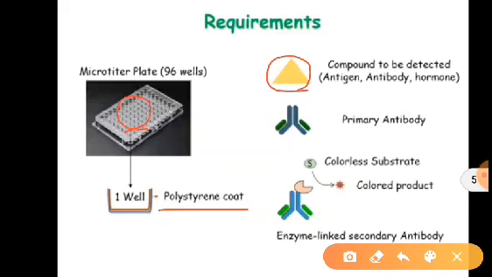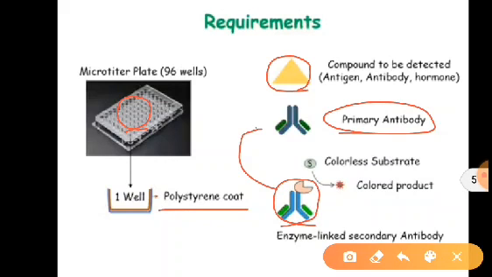After that we need primary antibodies. This plays major role here in the test. After that we need secondary antibodies. This is called secondary antibodies because they join to primary antibodies. After that we need substrate, which is going to produce color when targeted antibodies are present in the sample.